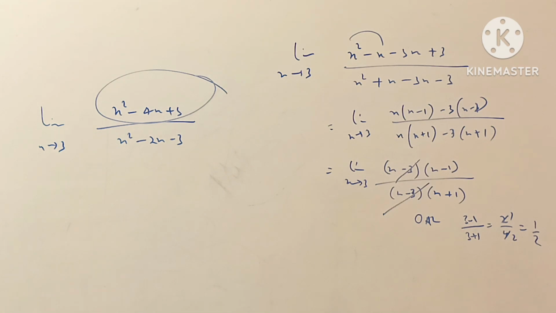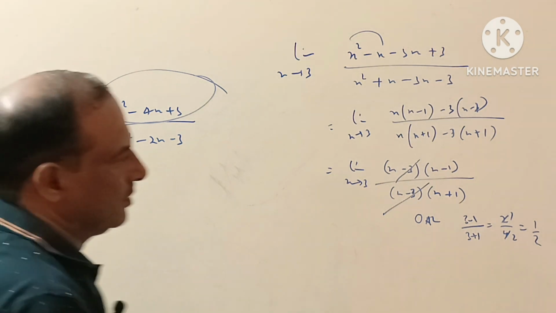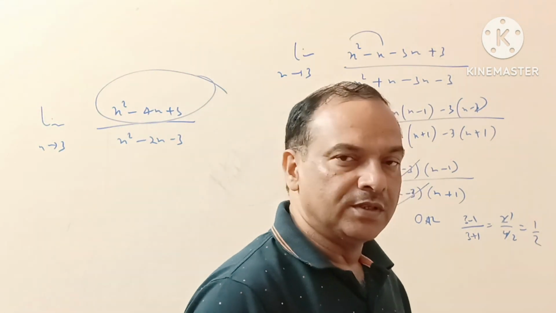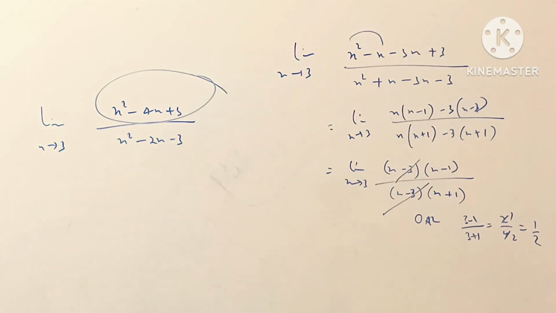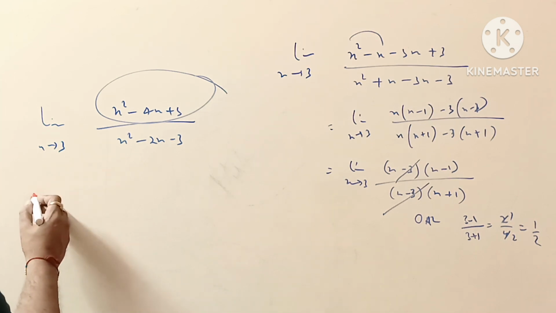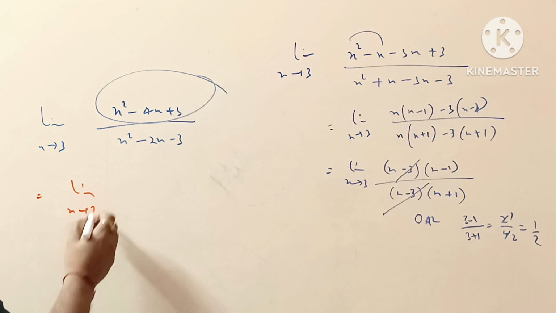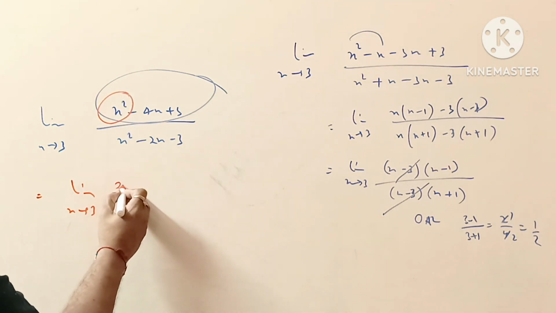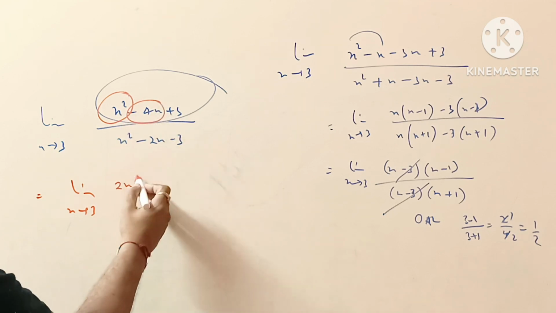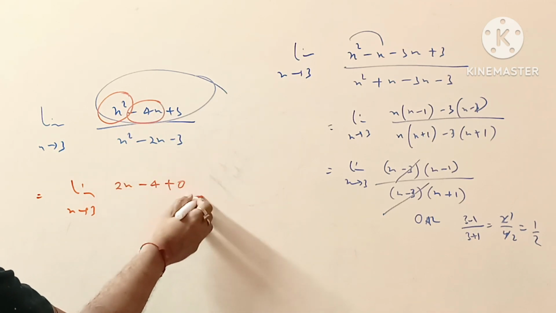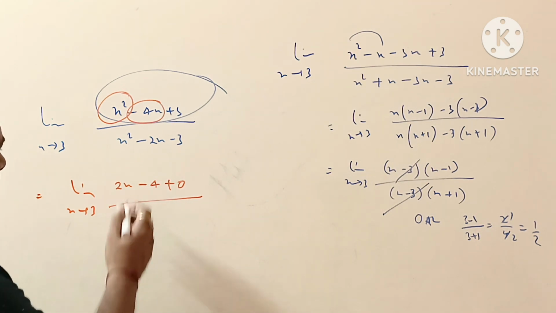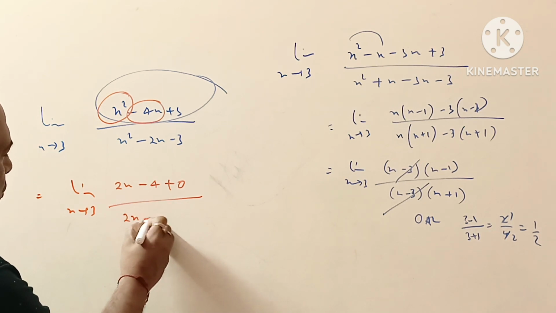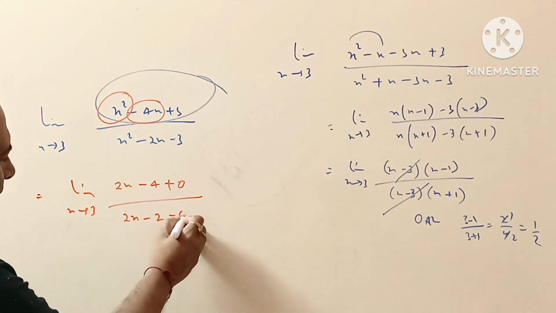Now see here, what L'Hospital rule says is that you have to differentiate the numerator and the denominator individually. Okay, there is nothing linked between the numerator and the denominator. Here what I will have to do is limit x tends to 3, and if I differentiate x square here, it will give me 2x. If I differentiate minus 4x, it will give me minus 4, and plus 3 is 0. This is no use to write. In the denominator, if I differentiate it, it will give me 2x minus 2 plus 0 or minus 0.